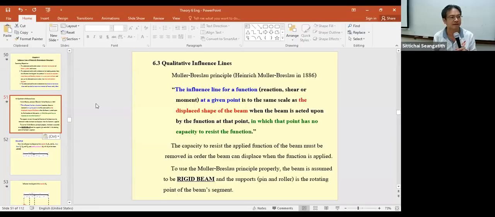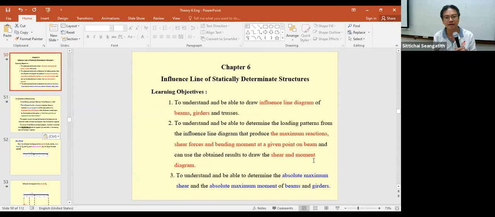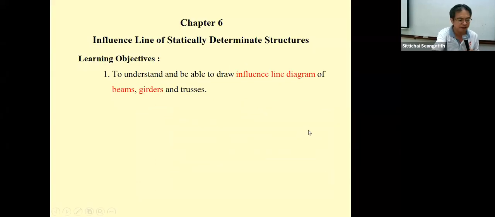Okay, today let me start what we left from the previous lecture. From the previous lecture, what we have is chapter 6. For chapter 6, there are three learning objectives, and typically in this chapter we have two big problems in the examination. That is going to be the first one.